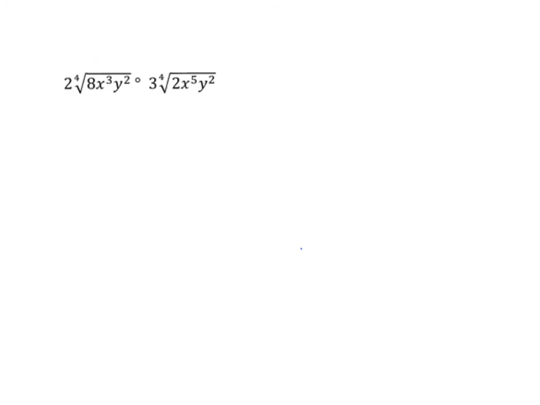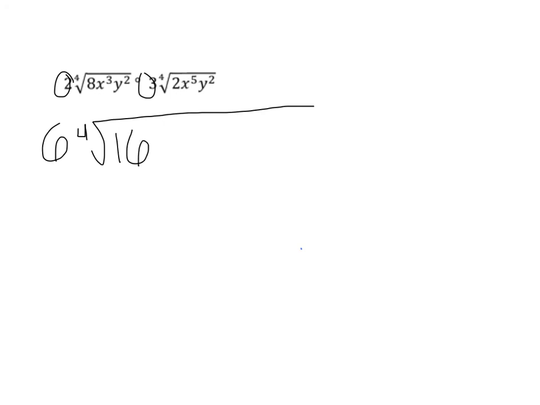Again, we are asked to multiply these radicals. So we look for what number's out in front. I have a 2 and a 3. So 2 times 3 is 6. And then I have my 4th root. So once again, we're going to combine like terms. So we're going to multiply 8 times 2, which gives me 16. x to the 3rd times x to the 5th. Remember, we add exponents, so we would have x to the 8th. And then we have y squared times y squared, which we would add again, giving us y to the 4th.